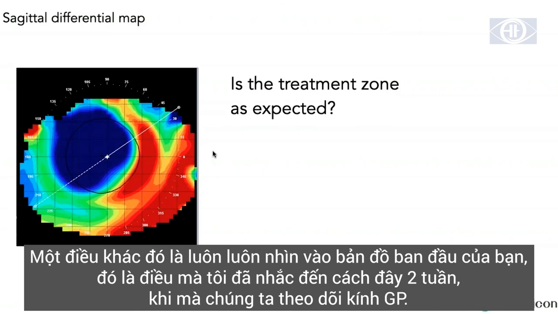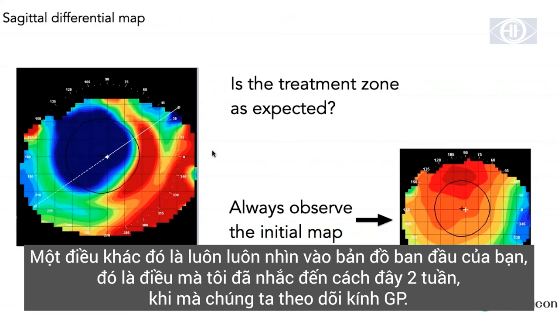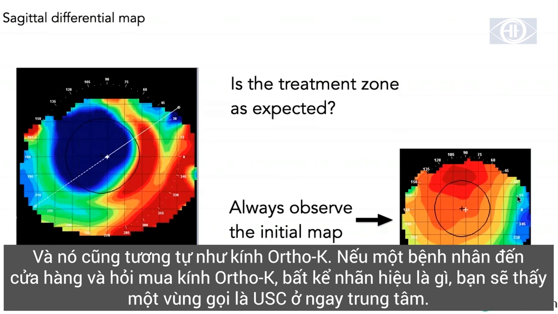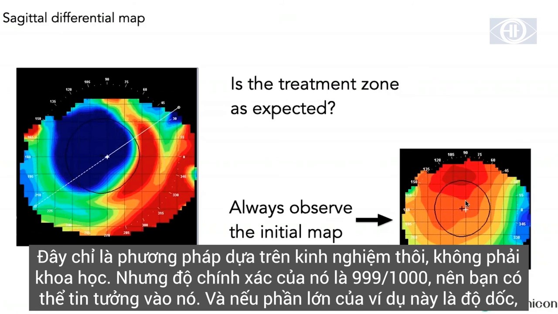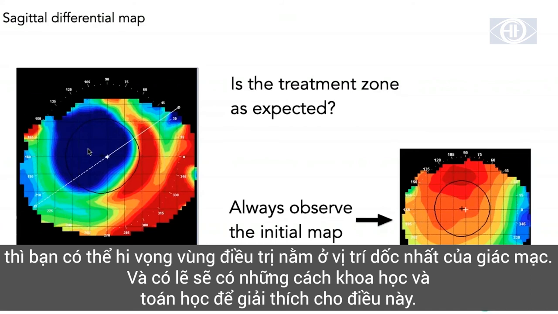And that's what I mentioned two weeks ago in the webinar as well, when we looked at GP fit, what can you expect? But that's the same with Ortho K. If this patient comes into your store and asks for Ortho K, no matter what brand you will fit, you see a steepening area in the center, you can expect, and this is a rule of thumb, so it's not scientific, but honestly, it is true 999 times out of 1,000, so you really can rely on that. If the superior part for this example is steep, you can expect that your treatment zone is in the direction of the steepest part of your cornea.